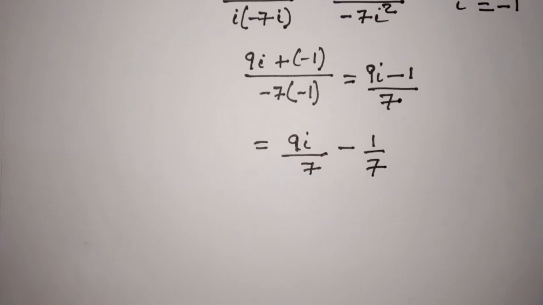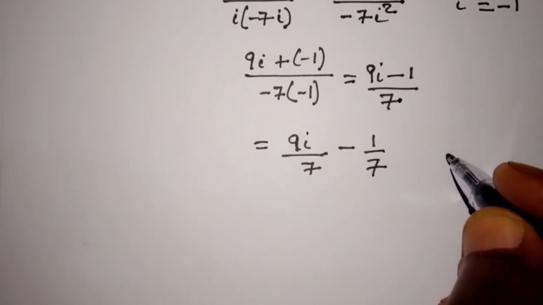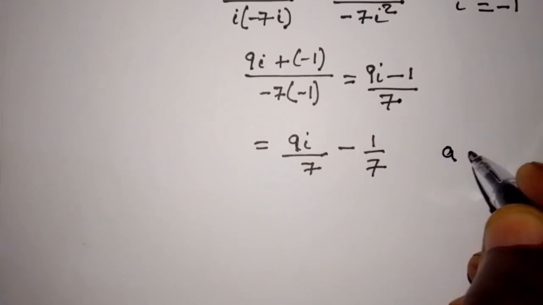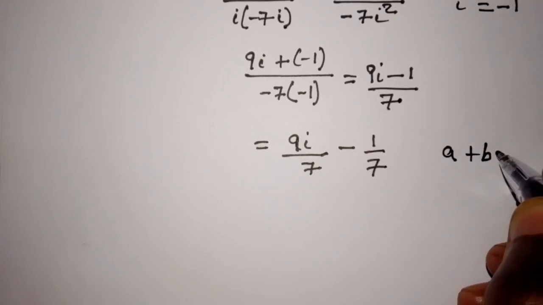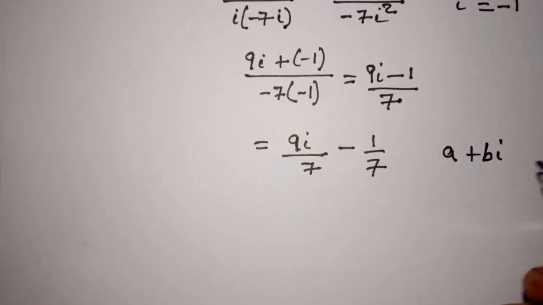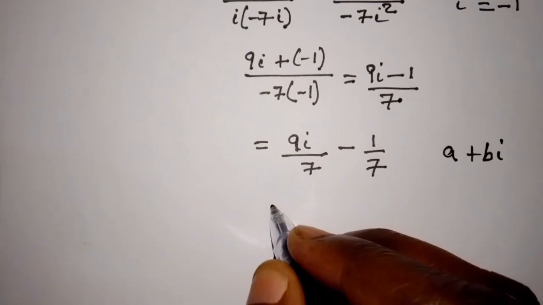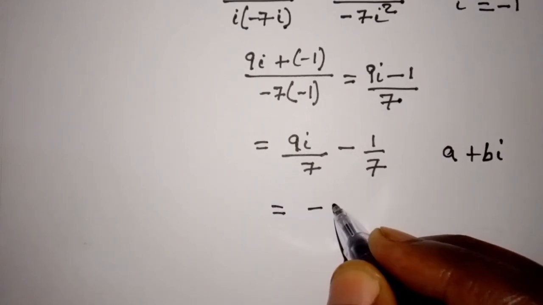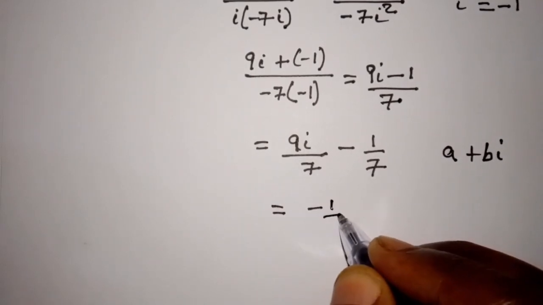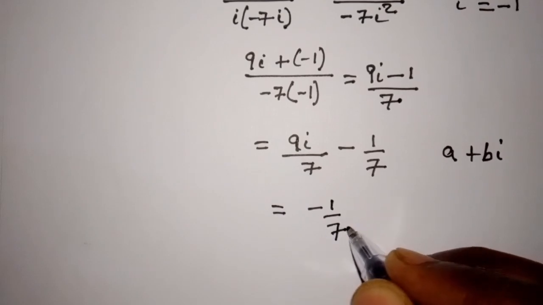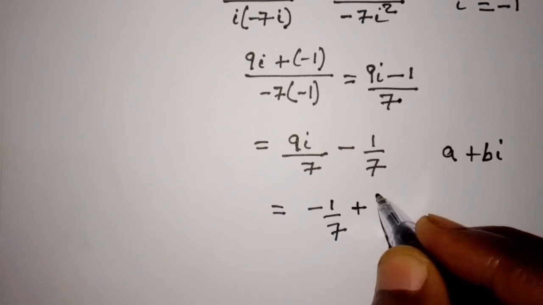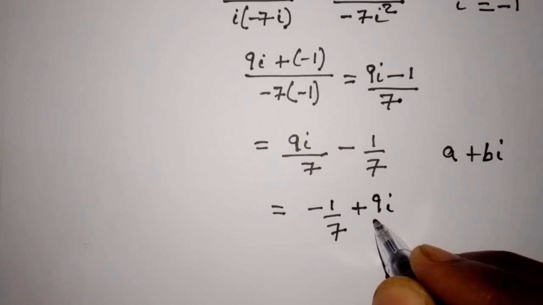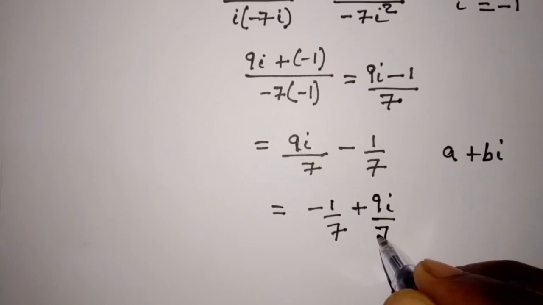We then write the answer in the general form of a complex number. The general form of a complex number is given by a + bi. So now this is equal to negative 1 over 7 plus 9i over 7.